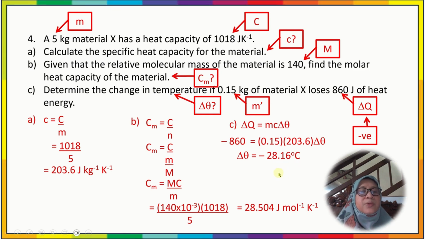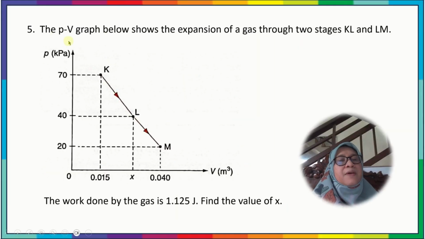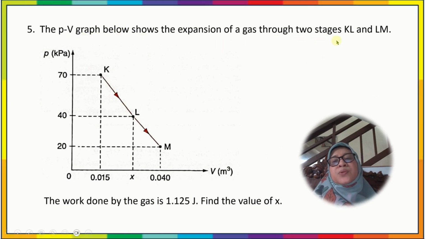Okay, so next we go to question 5. Okay, question 5. The PV graph below shows the expansion of a gas through two stages, KL and LM.